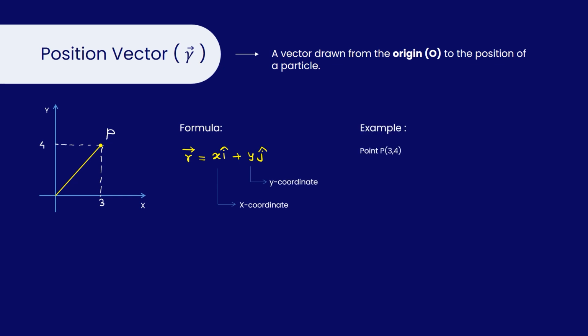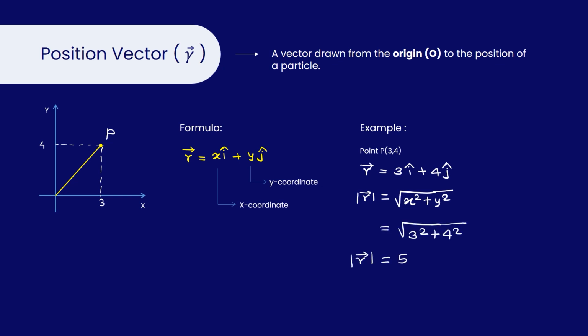Since the point is 3 units along x-axis and 4 units along the y-axis, the position vector r bar is equal to 3 i cap plus 4 j cap. To find the length of the vector, we use Pythagoras theorem. Magnitude equals root of 3 square plus 4 square. That gives us 5 units. So the particle is located 5 units away from the origin.